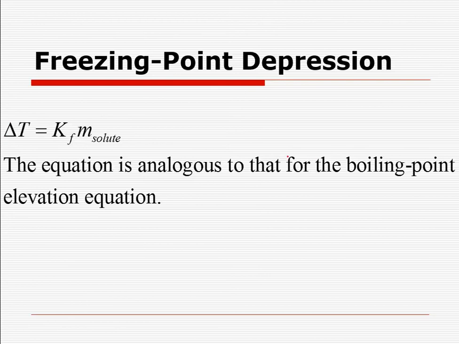So the only other thing that you might want to keep in mind is if you do find delta T and you want to find the new freezing point, then you're going to subtract the change in temperature, or the freezing point depression, which is what this is called, from the original freezing point of the solvent, because again, you're lowering it.